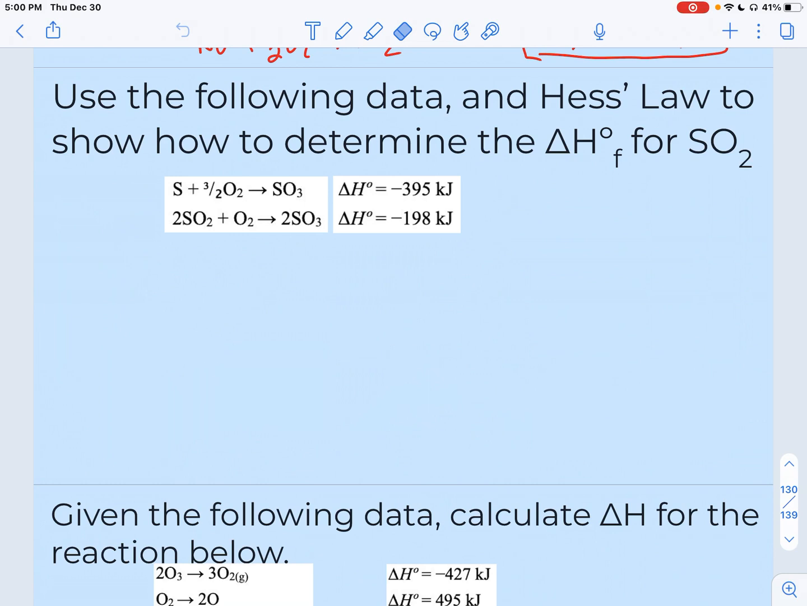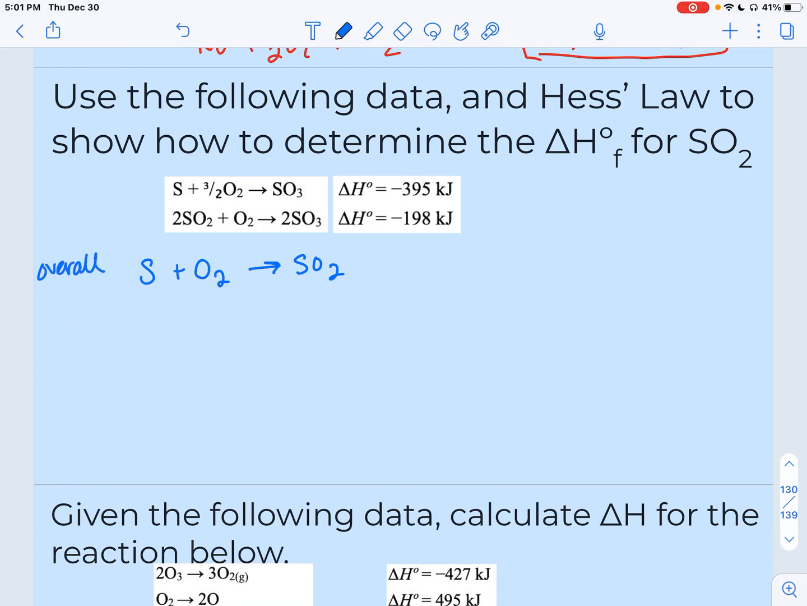So this one says, given these two reactions, how do we find the delta H of formation for SO2? So the first thing you're going to want to do is write the formation reaction. So remember, for SO2, we want 1 mole of SO2. So that's our formation reaction. So this is going to be our overall reaction.